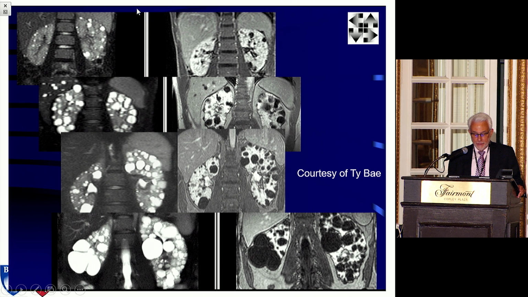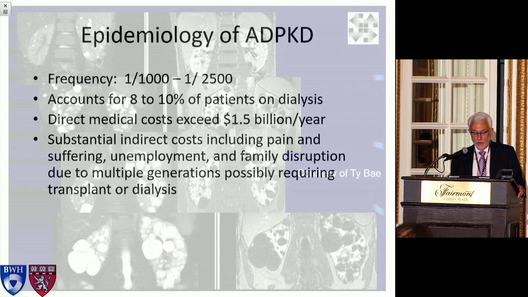And this is 4 different patients, but it illustrates the progression that occurs with increased numbers and size of cysts in both kidneys, increased size of the kidneys, and eventually most of the kidney is taken over by these large cysts.